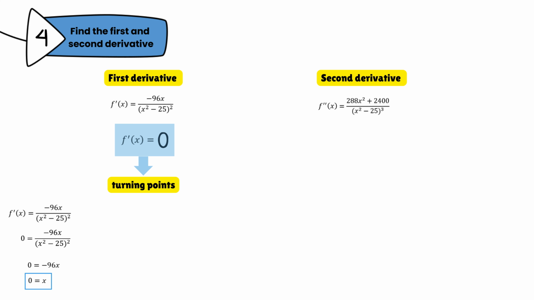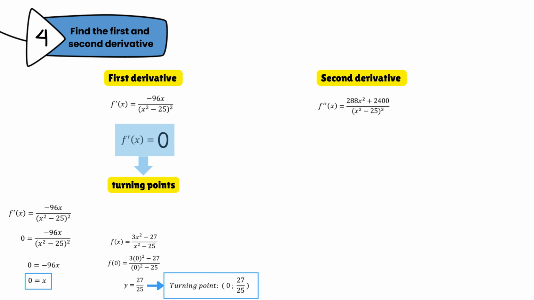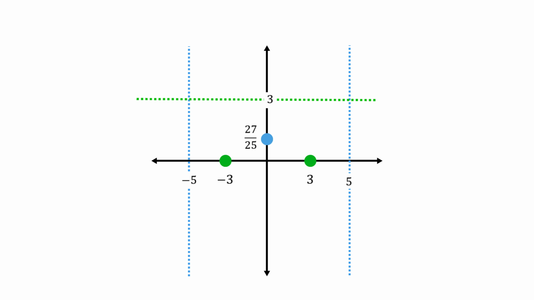To find the y value, we substitute our answer into the original function. This gives us the y-coordinate, and together they form the turning point of the function. We can now plot this turning point on our sketch. So we know that on our sketch there must be a turning point exactly at this position.